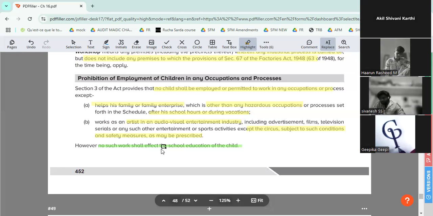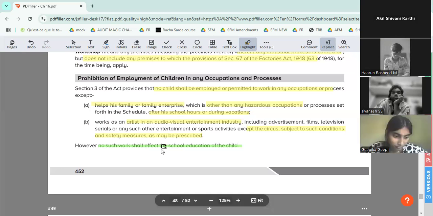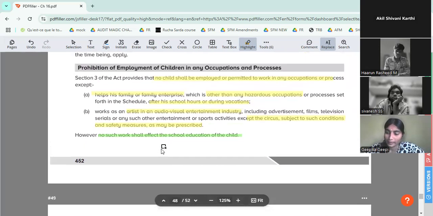And even in these two cases, the work that they're doing should not affect the school education of the child. Whether the child is acting or whether the child is helping the family business, it should be done in such a manner that the school work is not affected. This is your section 3. Very important. Clear? All of you clear with section 3? Yes, ma'am.